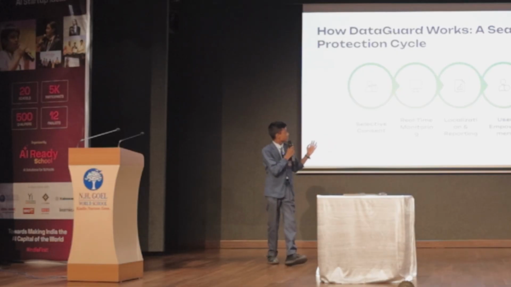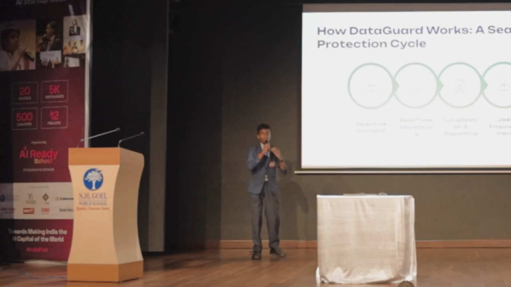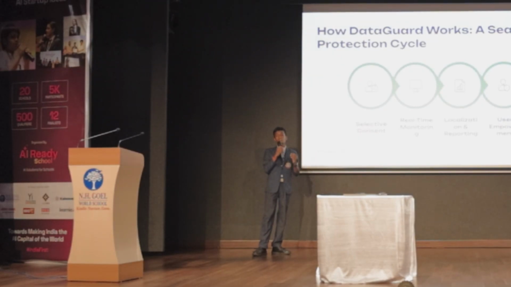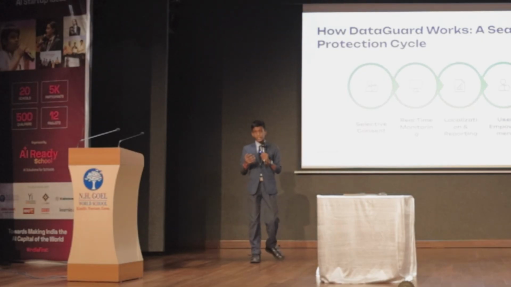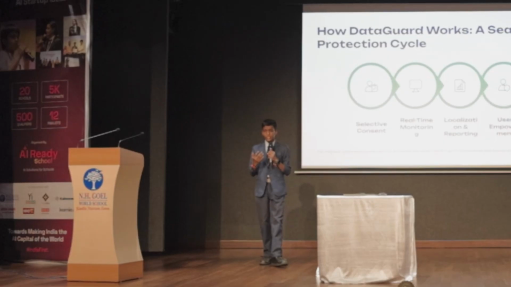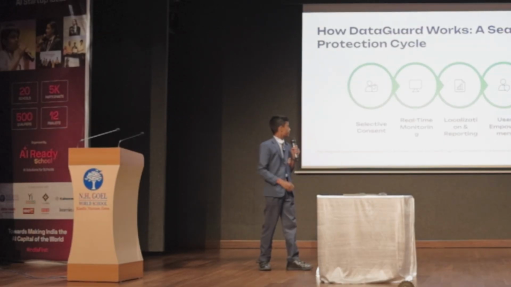How Data Guard works, a seamless protection cycle. Selective consent: we would be able to pick out which terms and conditions to actually enable and disable. Real-time monitoring: it uses AI to monitor the threats, or you can say anomalies, in real time. Localization and reporting: it gives us the details of locals, and we would be able to report the anomaly. User empowerment: the interface is very easy and user friendly.